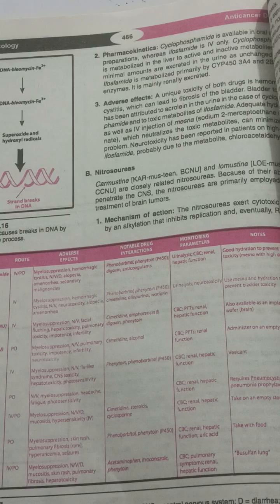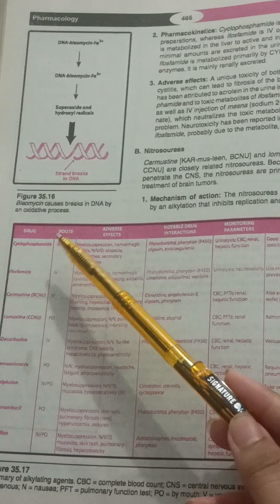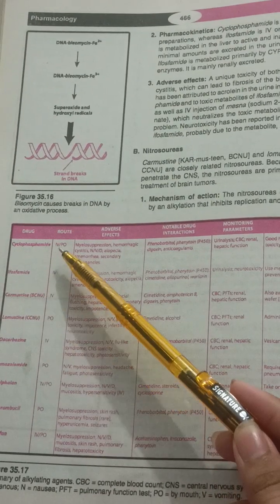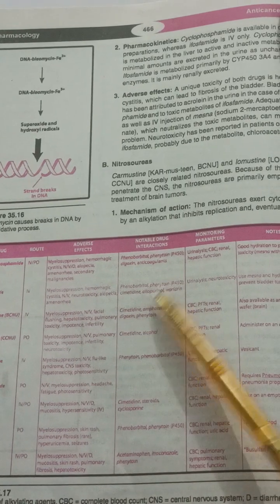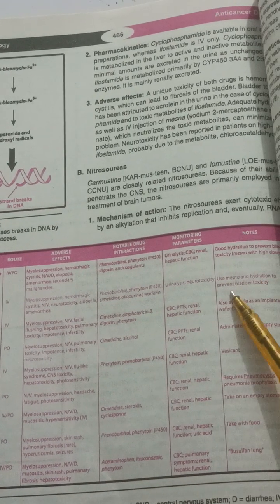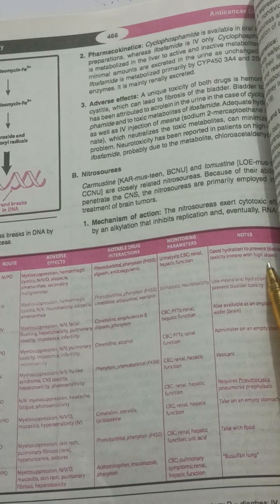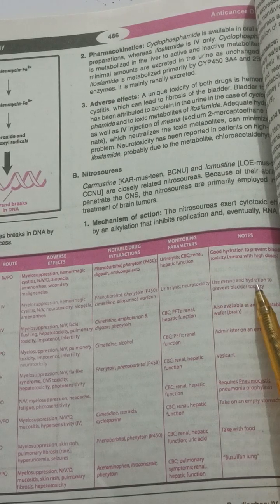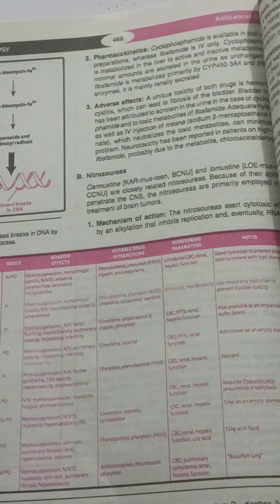Now we see this table in which they have given you the first drugs, cyclophosphamide and ifosfamide, given orally or through the IV route. The adverse effects are the same. In the monitoring and notes it is given that good hydration and mesna can prevent these problems. Use mesna and hydration to prevent the bladder toxicity. These things are mentioned for both of these drugs.